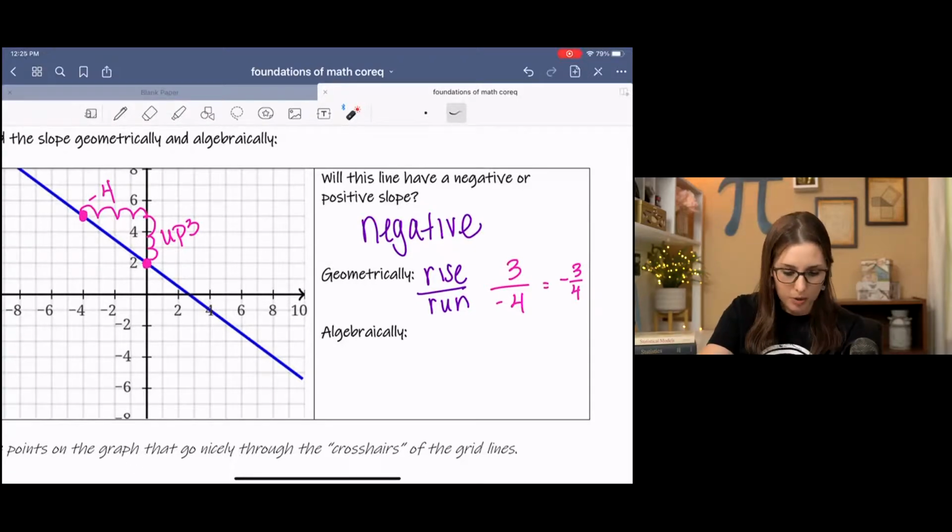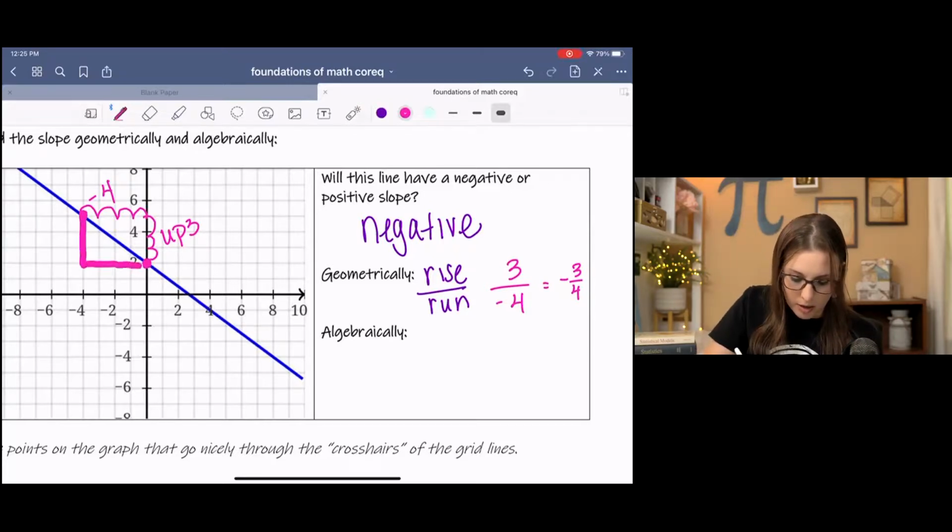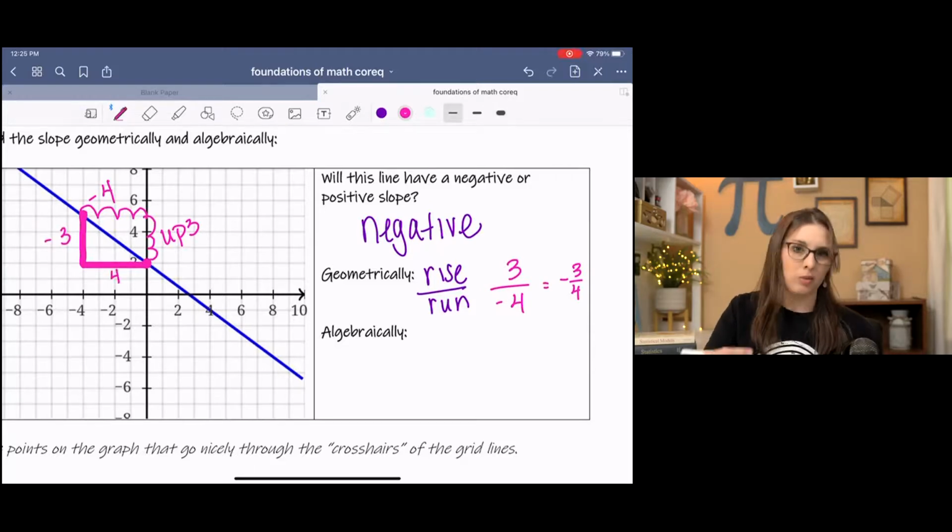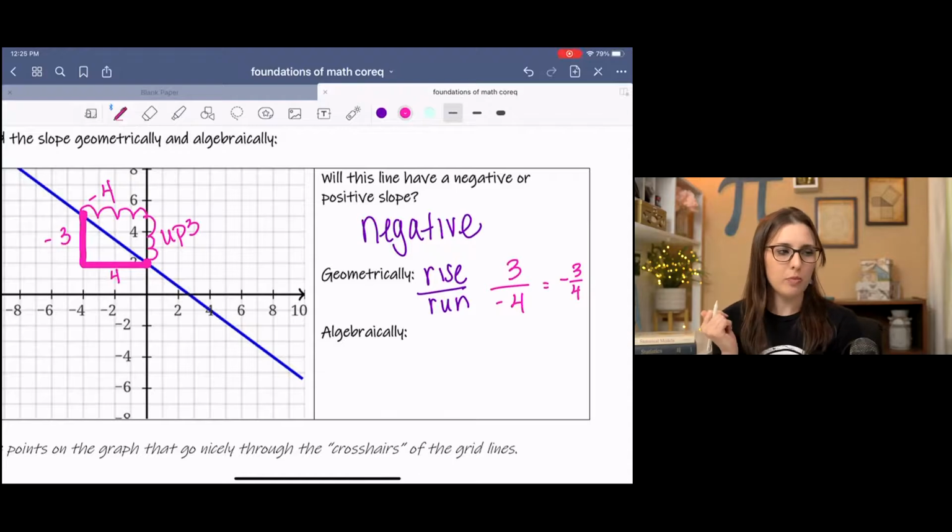And if it helps, I do the little jumps. I like the jumps because it shows how many times you jumped. If it helps, you can draw this triangle, and it's the length of each leg on that triangle. This goes down 3, right 4. That works too. Same thing though.